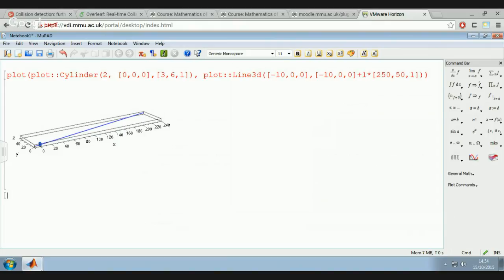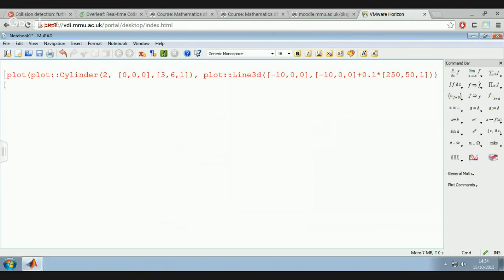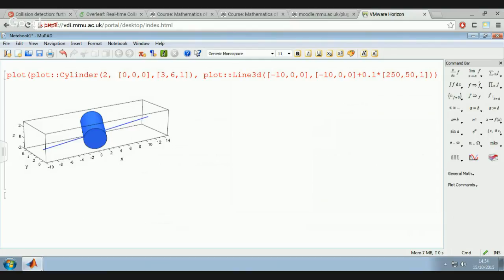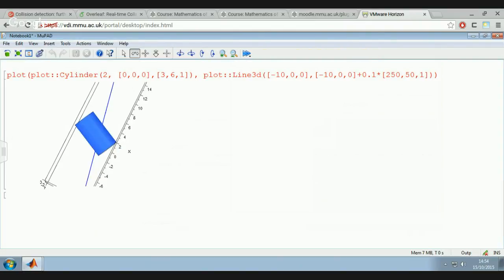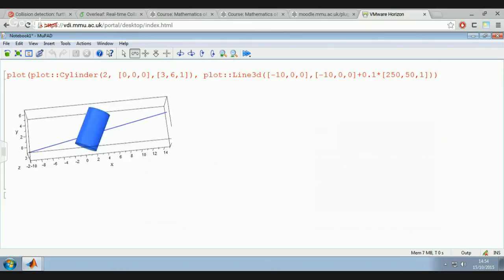It's too much of the line. It's made the cylinder very small. So this multiple of the velocity vector, I've got a 0.1 now. That's like the time value. The two intersection times were less than 0.01. So you can see how that plot does agree with the analysis that we found.